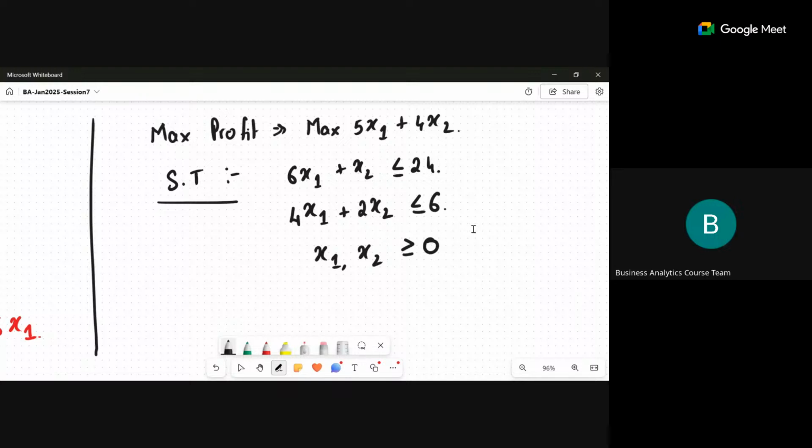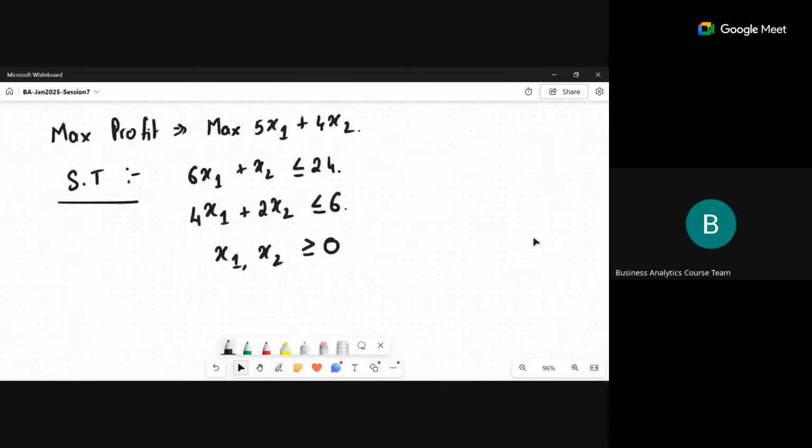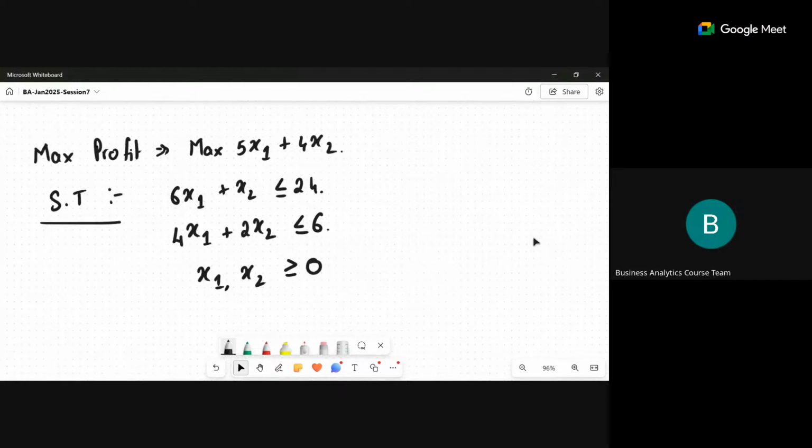Each car requires 6 units of R1 and 4 units of R2, 6 and 4. Each car requires 1 unit of R1, 2 units of R2, so 1 and 2. Every car sold at rupees 5 and this at 4, 5 and 4. If there are 24 R1, 6 R2. Okay. So this is now the LP formulation.